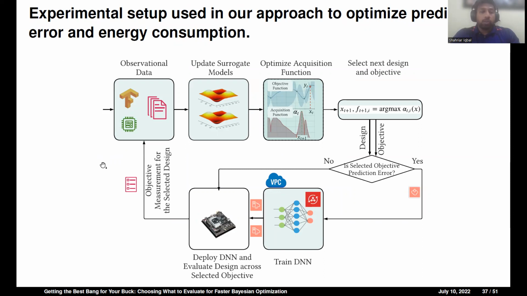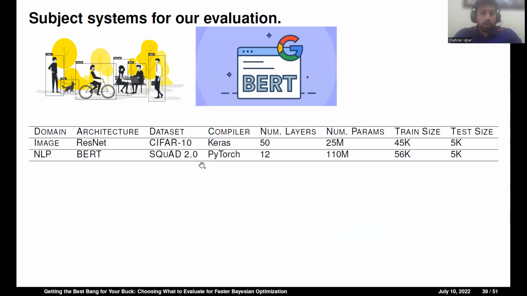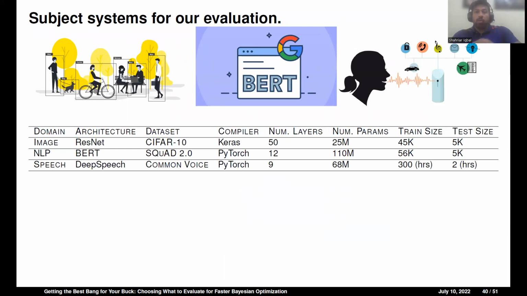We initially use some observational data, update the surrogate model, optimize the acquisition function, and select the next design objective. If the next objective is prediction error, we retrain the model. Otherwise, we measure the energy consumption, update our iterative process, and proceed until the stopping criterion is reached. We selected ResNet for image recognition with CIFAR10 for our evaluation. We also used Google BART with SQuAD 2 as the natural language processing framework, and DeepSpeech with Common Voice for our speech recognition application.